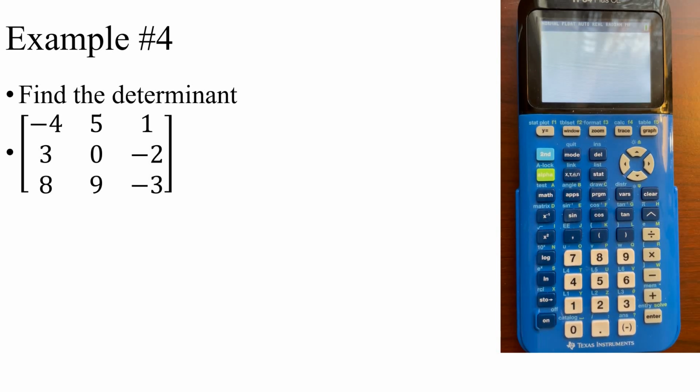But here's how the calculator works. And we wouldn't use this for a 2x2 because 2x2 is very straightforward. But the idea is we go into our matrix, we go back and redo a matrix A and make it a 3x3. And determinants only work if it's a square matrix, meaning the rows and the columns are the same. So if you're ever trying to do a determinant of a non-square matrix, it's always going to give you some sort of error message. And I'll show you that after we finish this one. So we have -4, 5, 1, and then 3, 0, -2, and then 8, 9, -3.